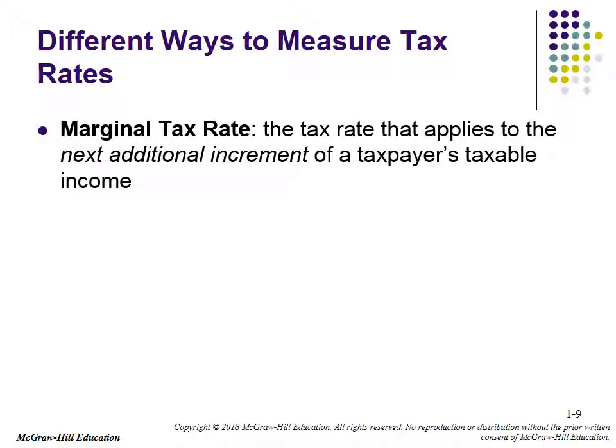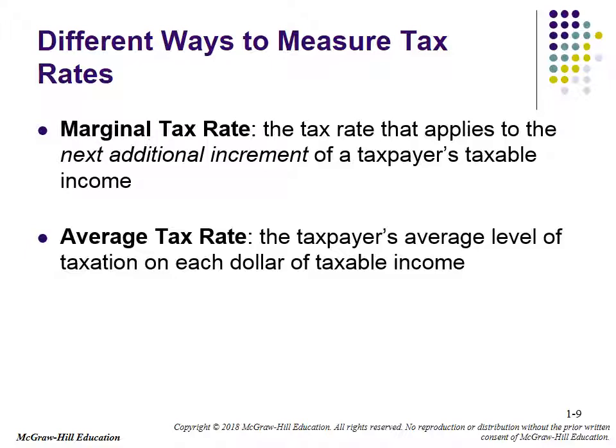So what a marginal tax rate is, and you'll hear people refer to it, oh, my tax bracket is 20% or 25%. They're talking about their marginal tax rate. That is what their next dollar of income would be taxed at. The average tax rate is different. The taxpayer's average level of taxation on all of their taxable income is their average tax rate. So if we had a flat tax rate of 10%, your average tax rate and your marginal tax rate would be 10%. But because we go in increments based on income, your average tax rate will tend probably to be lower than your marginal tax rate, because now you're averaging all of your income to your taxes.